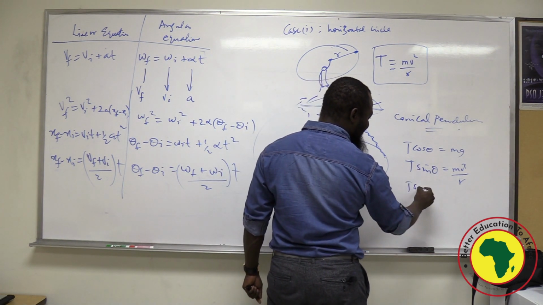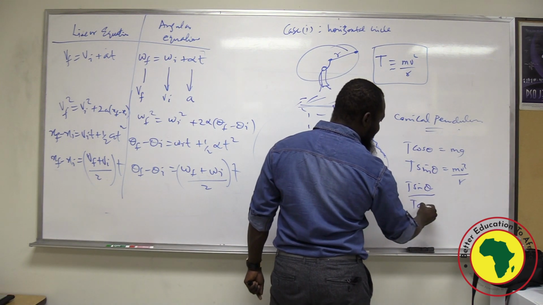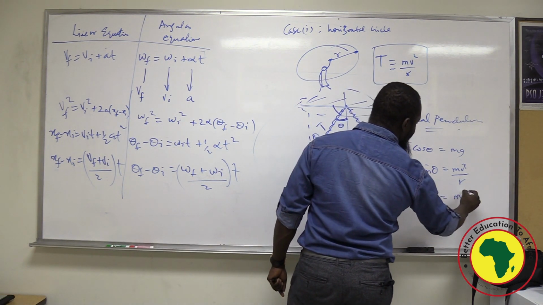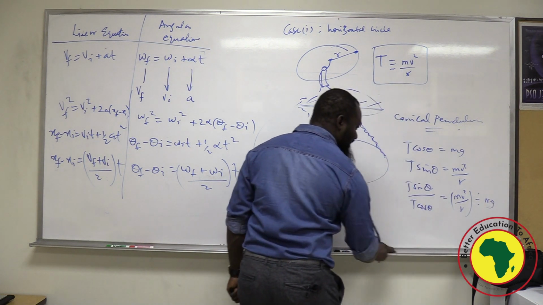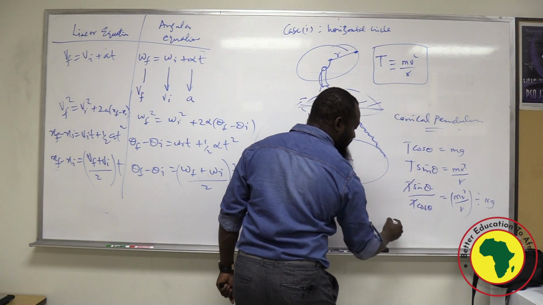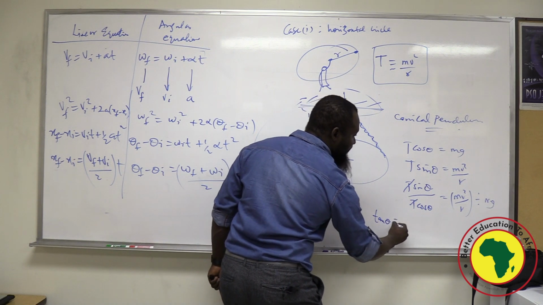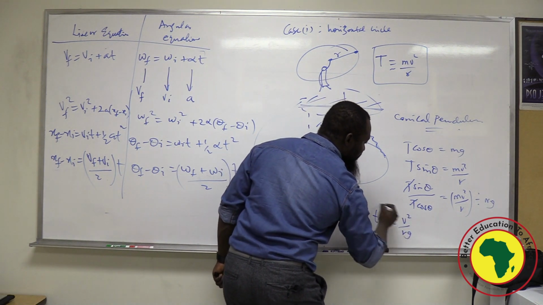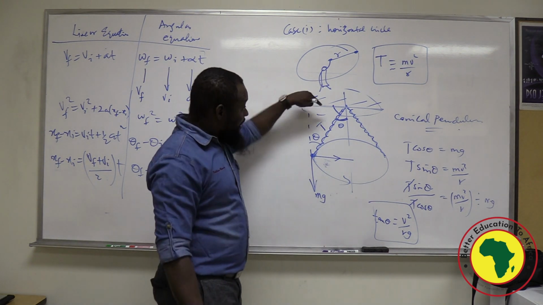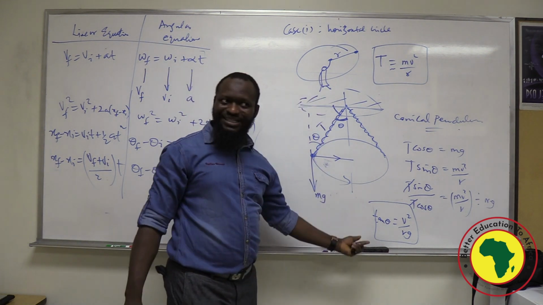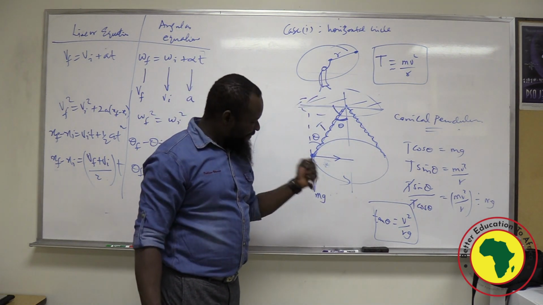So T sine theta over T cosine theta is mv squared over r divided by mg. When I do that, T cancels T, sine theta over cosine theta is tan theta, which is just v squared over rg, where theta is the angle inside the conical pendulum. If the angle was the angle outside, I'll get a different answer here. So beware of the angle.